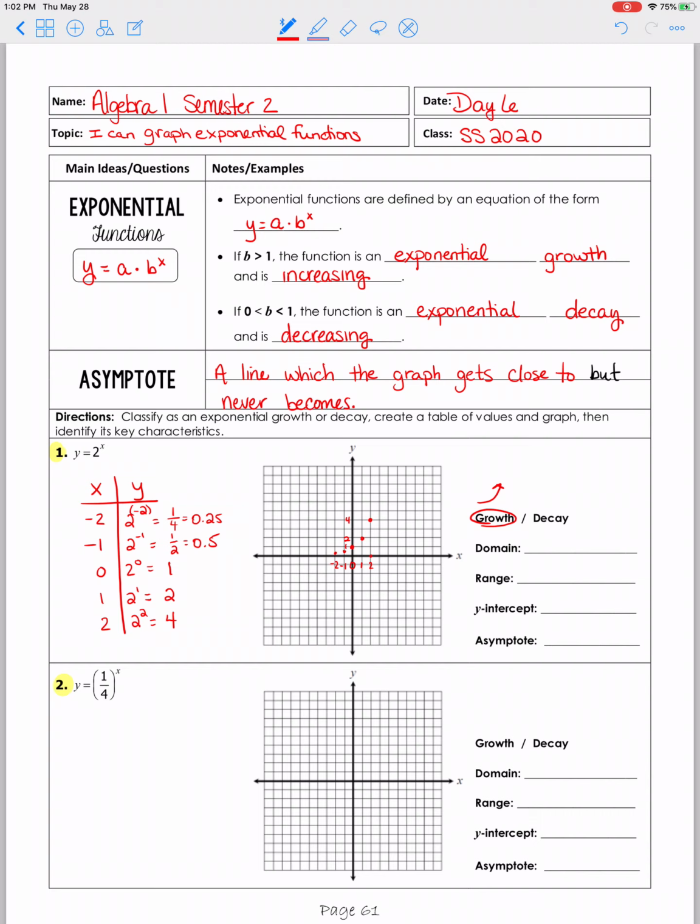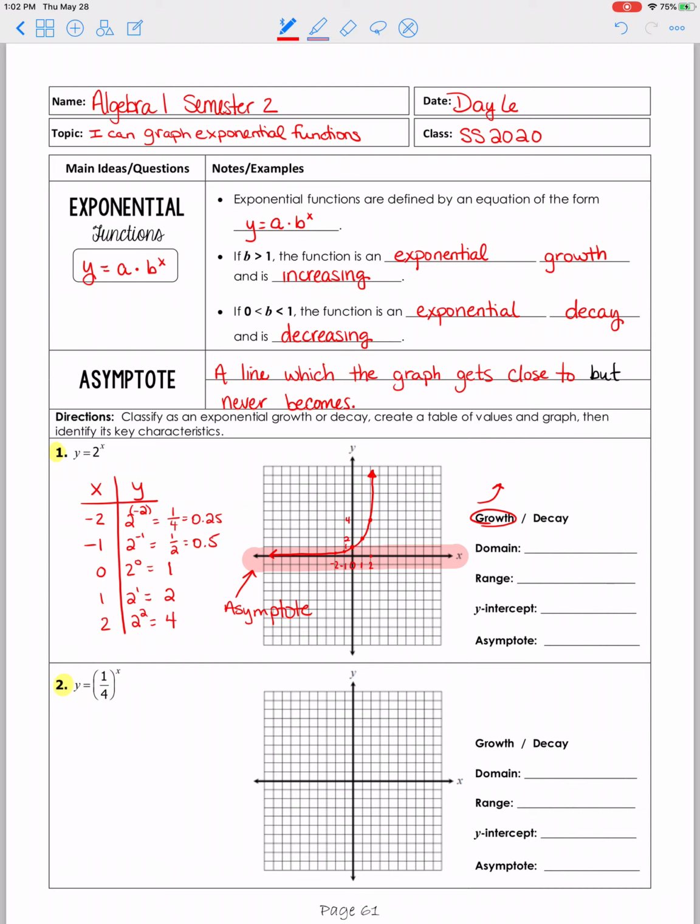I usually start at the y-intercept and draw a line to the right, and then draw a line to the left. Notice how that graph is hugging the x-axis. That means the x-axis is what we call the asymptote of our graph. That's that invisible line that the graph is going to approach but never become.